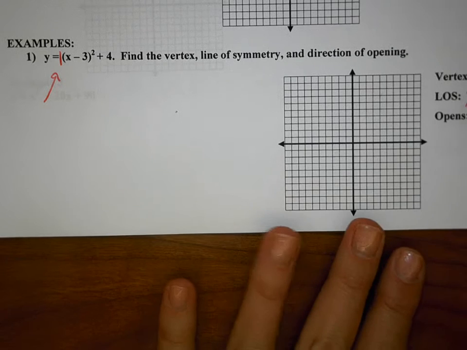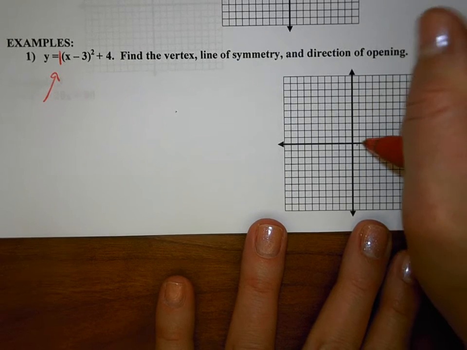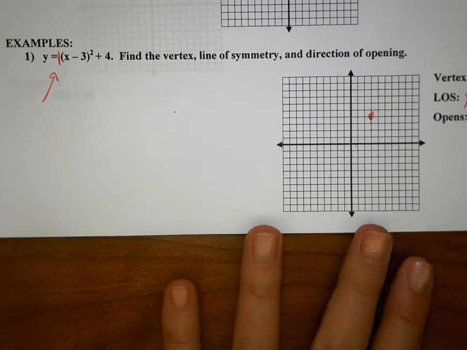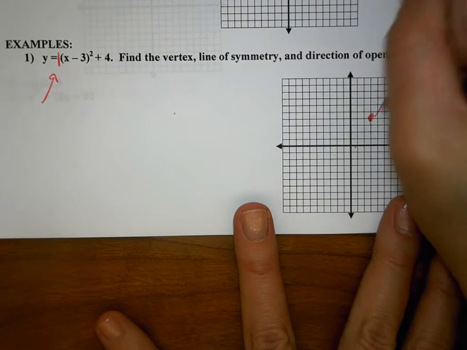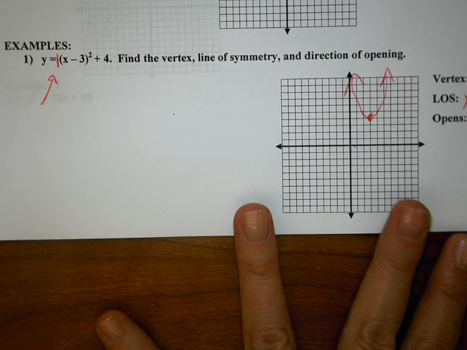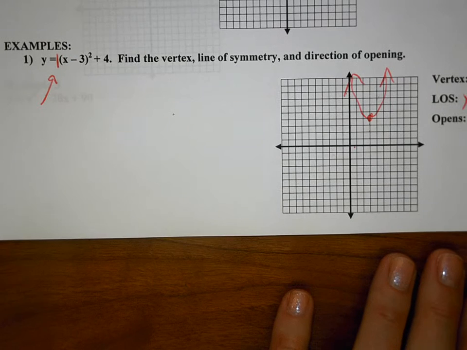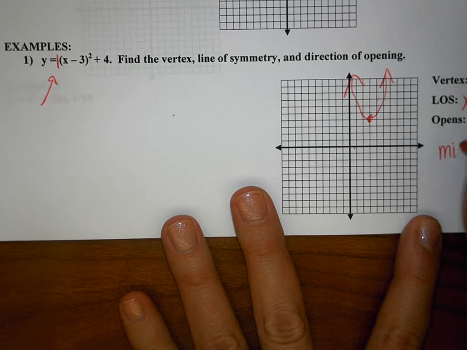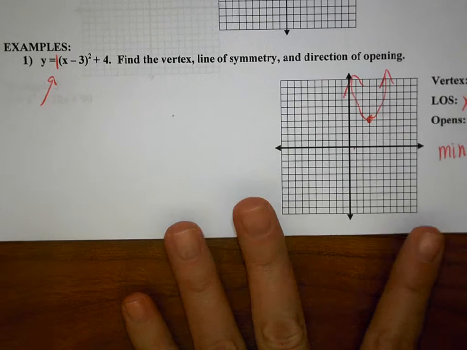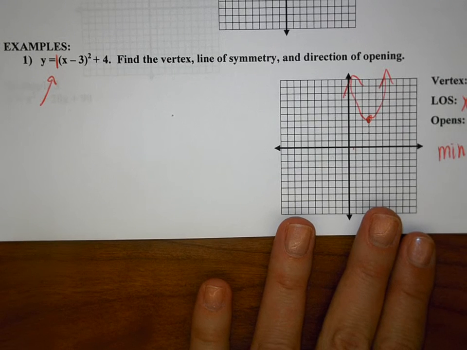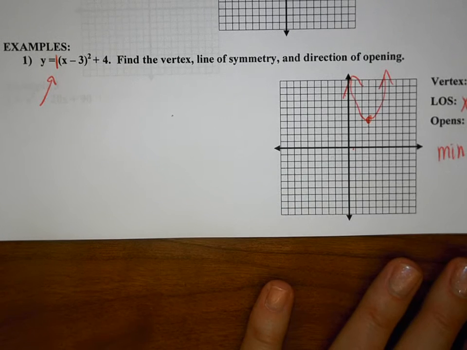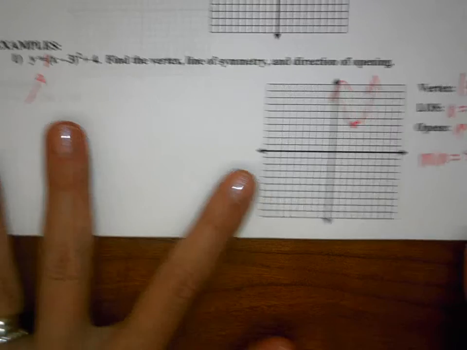Okay, so let's go ahead and sketch this. So I'll go right 3, 1, 2, 3, up 1, 2, 3, 4. So there's my vertex, and my curve is going up. Does this have a maximum or a minimum? Very good. This has a minimum. Do you guys know what the minimum value is? The minimum value is 4. It's the y value of the vertex. So in this case, the minimum value is 4.